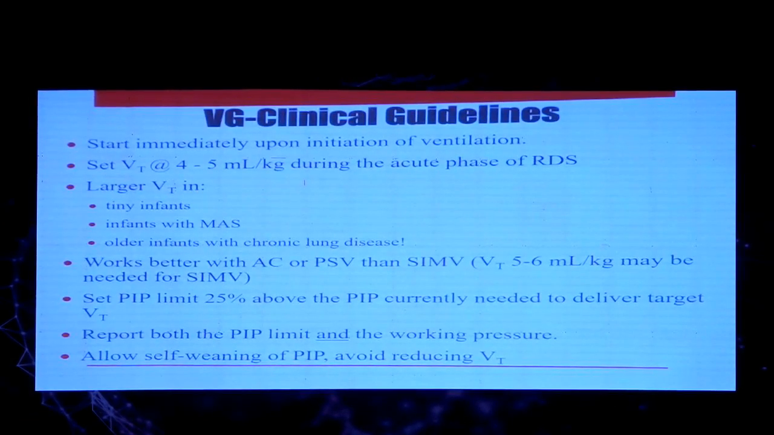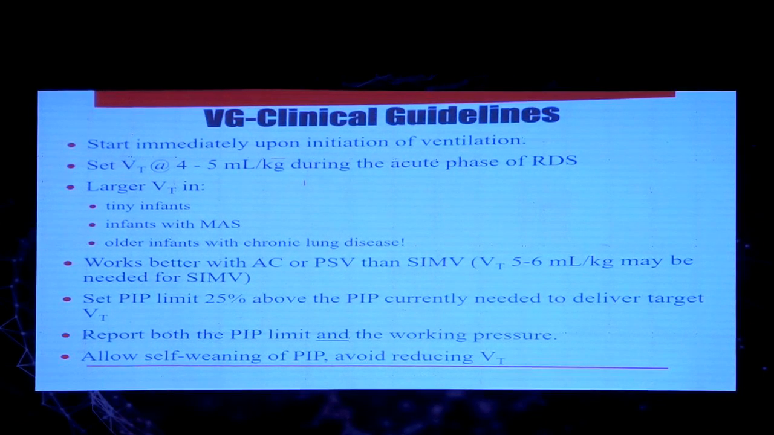Clinical guidelines start immediately upon initiation of ventilation, which is the current practice now. Most people like to start with assist control volume guarantee ventilation. Set the tidal volume at 4 to 5 ml per kilogram during the acute phase of RDS, but use larger tidal volume in tiny infants, infants with meconium aspiration, and older infants. It works better with assist control or pressure support than SIMV.